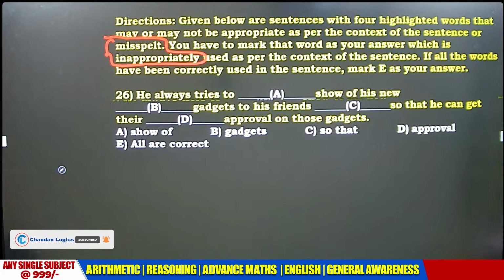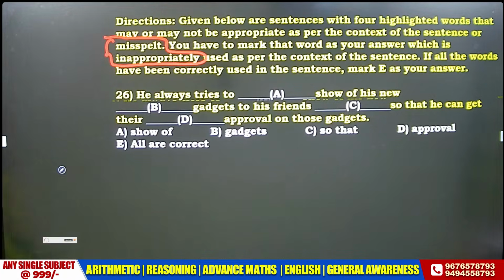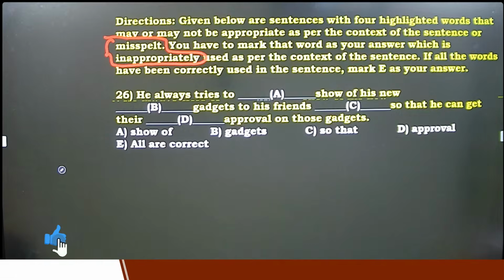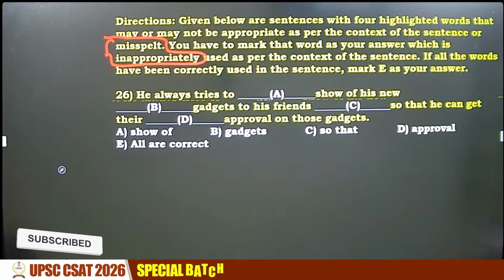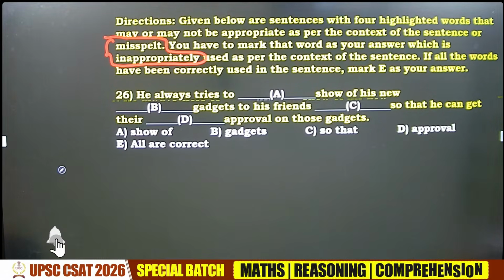One word is wrong. Identify that one word. He always tries to show off his new gadgets to his friends.